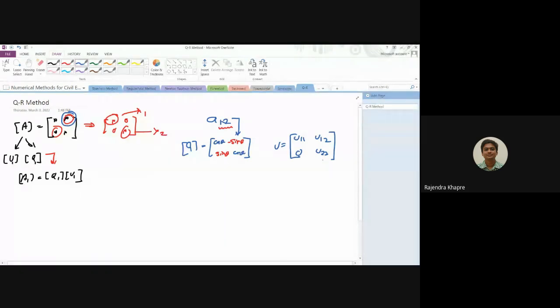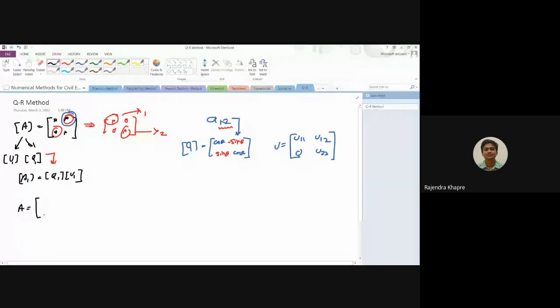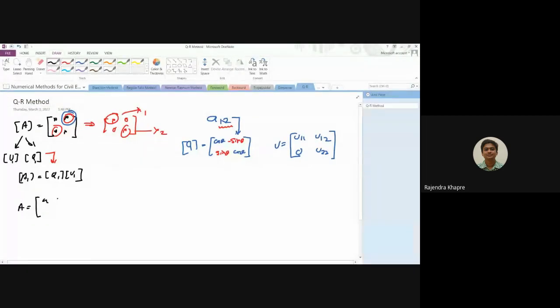Right. So let us take an example here. I have a simple matrix available with me. So this is A equals 4, 5, 5, and 6.